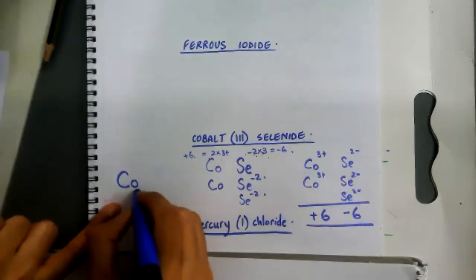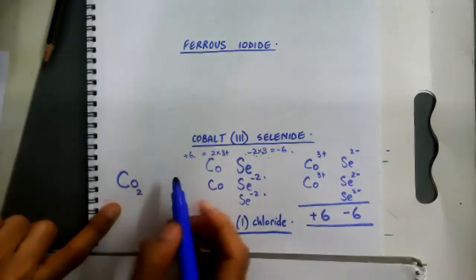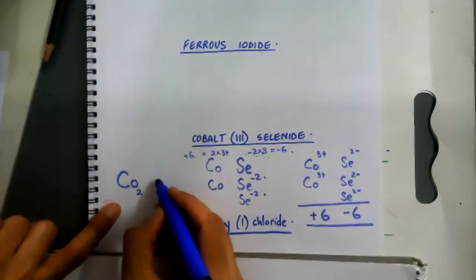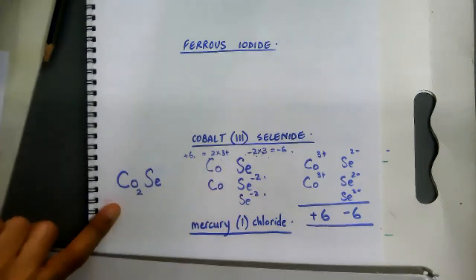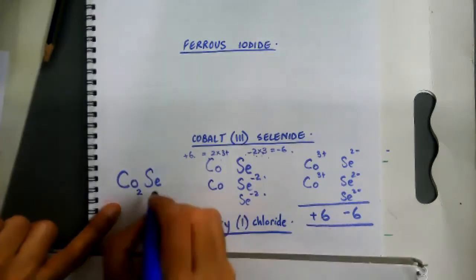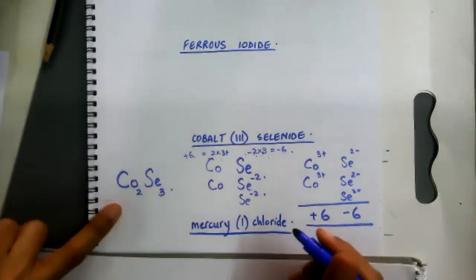Yes, so 2 cobalt. And then next? Selenide, Se. It's capital S and small e. Yes, very good. And there's 3 ions. Very good. So this is done.